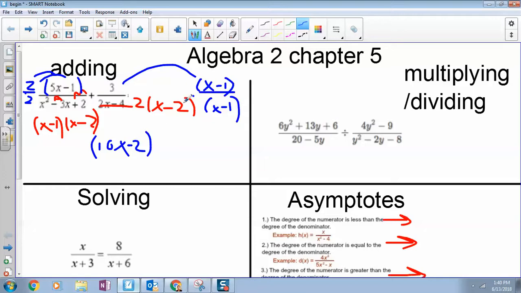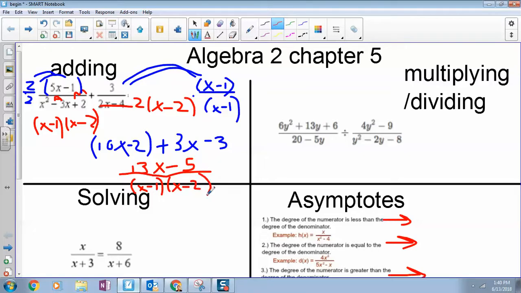Alright, on this side, 3 times x is 3x, so we're going to add plus 3x, and then 3 times -1 is -3. So now what we got to do is combine like terms. So 10x and 3x is 13x, and -2 and -3 is -5. And then on the bottom, all we do is keep the denominator how it was. So we got x minus 1, x minus 2, and a 2 in front. So that's how you do that, just like fractions.